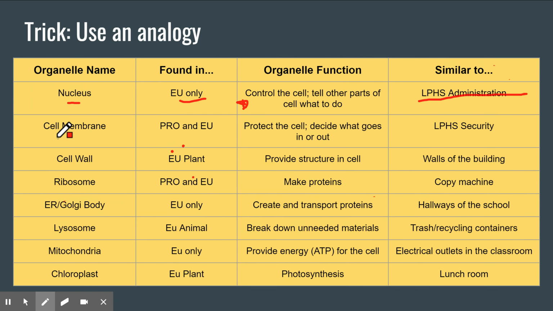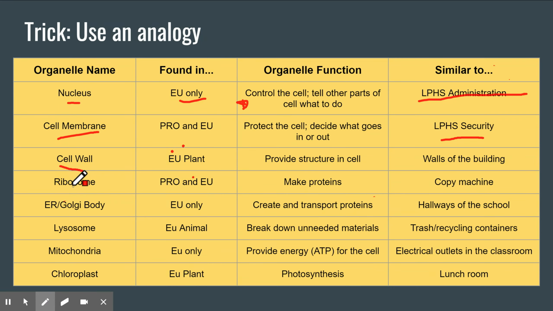Another one, the cell membrane. Protects the cell, decides what goes in or out of it. That would be similar to our school building security. They decide who's in, who's out. Same with the main office, who's in, who's out. Cell wall gives structure. It's similar to the walls of our school building.